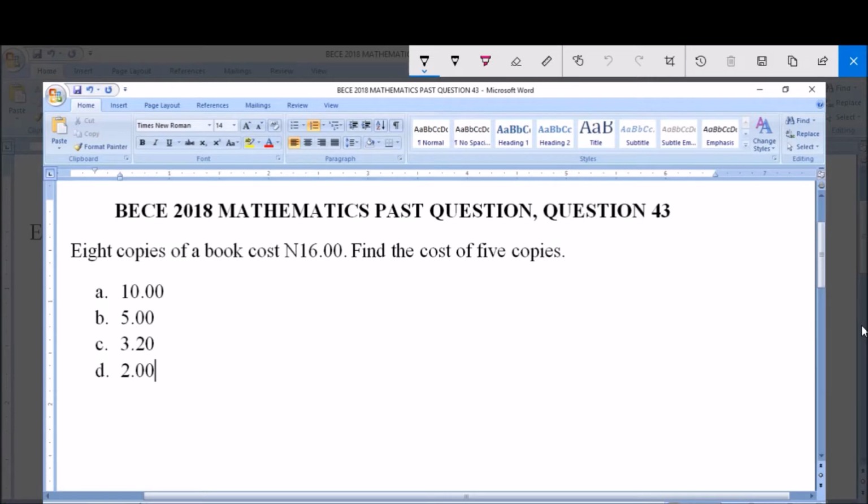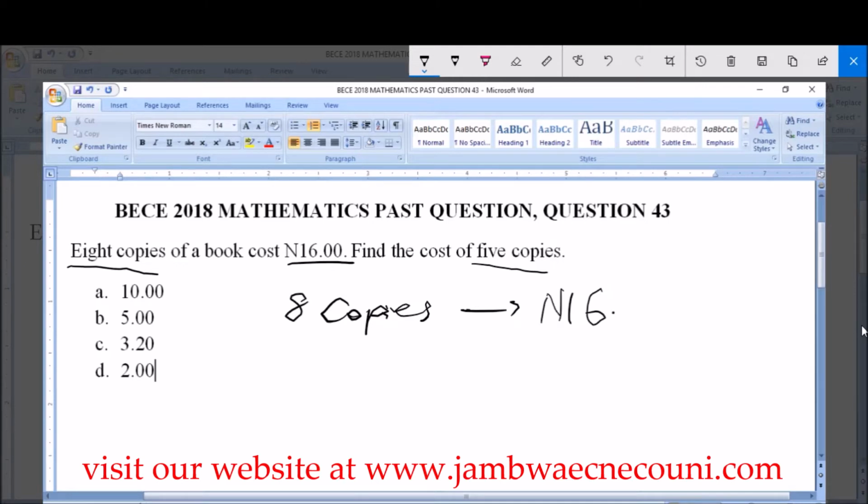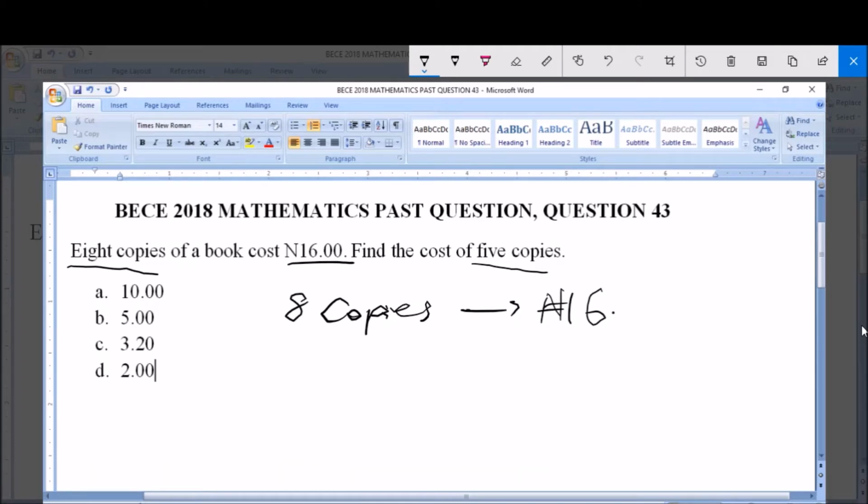So we are given that 8 copies of a book cost 16 naira, and then we have to find the cost of 5 copies. Now 8 copies cost what? Cost 16 naira. 8 copies cost 16 naira. Now we have to find the cost of 1 copy, so that after finding the cost of 1 copy, we can just simply multiply the cost of 1 copy by 5 to find the cost of 5 copies. Now we have that 8 copies cost 16 naira, so therefore 1 copy will cost what?